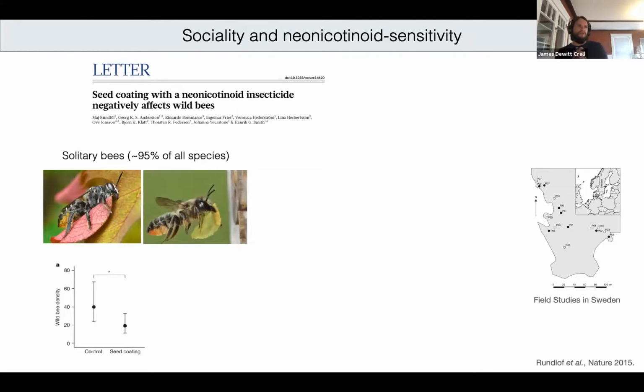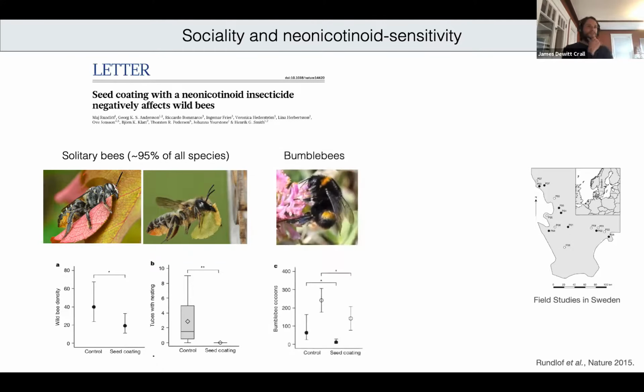What they found is if you look at solitary bee density or nesting, you see strong reductions in the abundance of wild bees in these fields treated with neonicotinoids. And as a reminder, the vast majority of bee species are actually solitary. The best known are the social ones, but the vast majority live standard insect lives alone most of the year, doing their own solitary foraging.